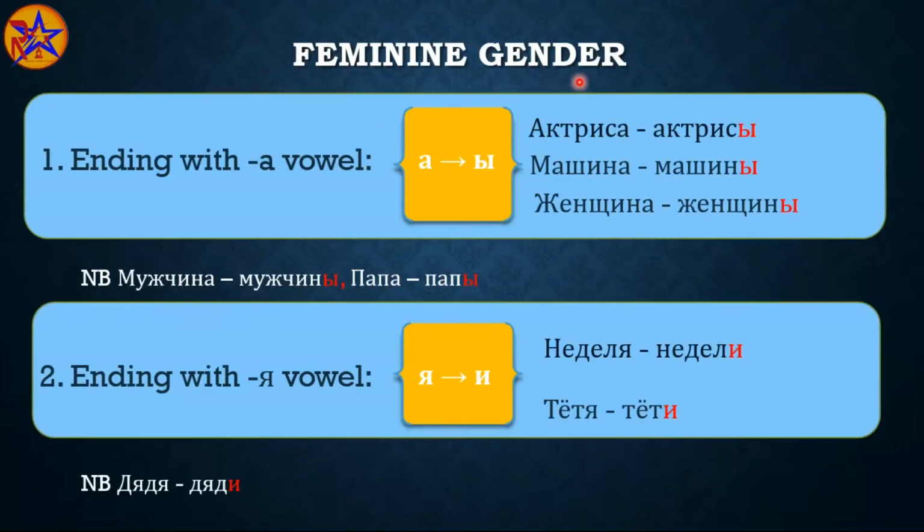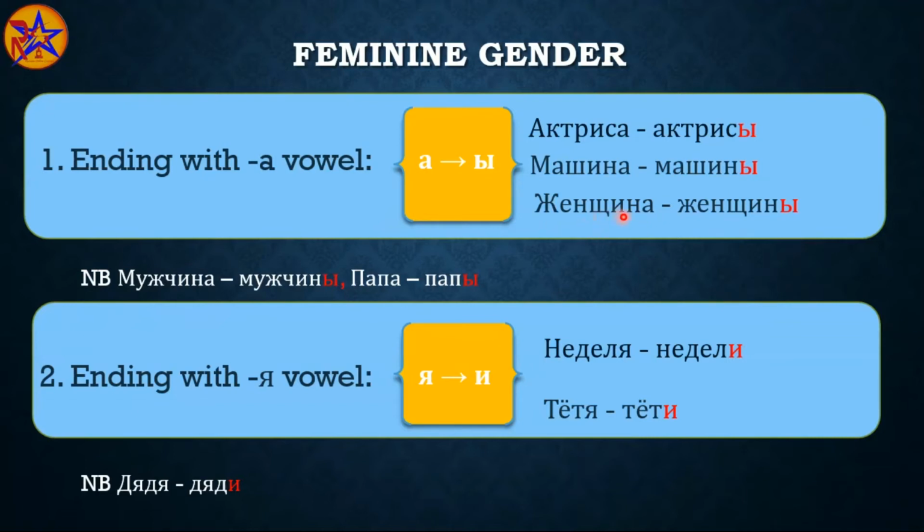So let's continue. Let's have a look at the feminine gender patterns. When a noun ends with "а" vowel, it turns into "ы" sound. Актриса, актрисы, that's an actress. Машина, машины.